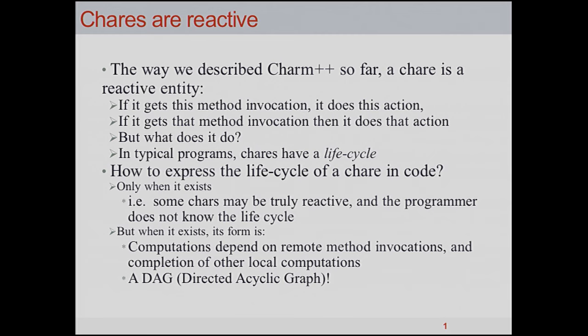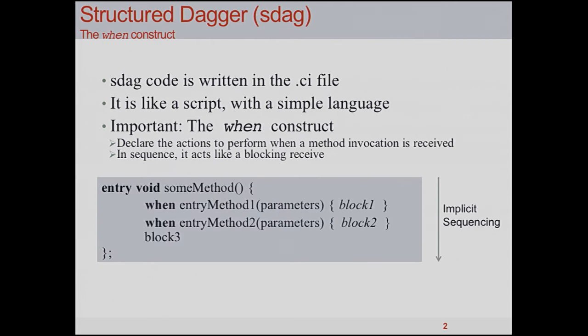Instead of that, very commonly, we have a life cycle. Sometimes you don't have a life cycle. An object really is reactive and it's doing work when and if asked to do that work. But oftentimes in science applications, you are doing some iterative programs, and these objects have a life cycle. And you should be able to express that life cycle, and you express that life cycle in a Charm program using this notation called Structured Dagger, which allows you to express a DAG, a directed acyclic graph, between method invocations and computations. Completion of computations and receipt of method invocations can trigger other computations. And the basic idea in that notation is something called a when block, right? A when construct is basically, you write these Structured Dagger scripts in the .ci file. You can think of them as scripts for the object. You write them in the .ci file.